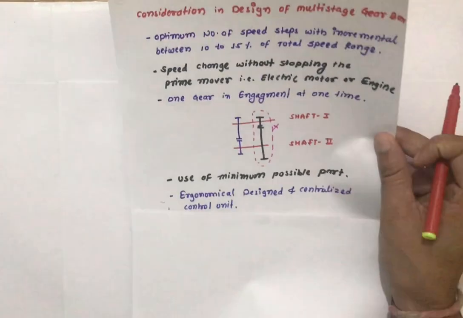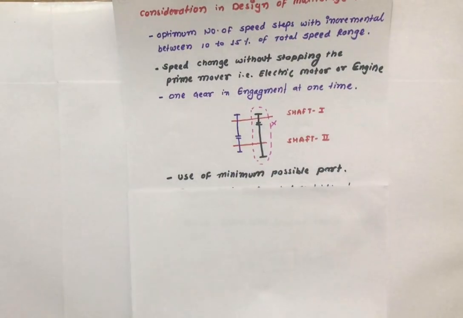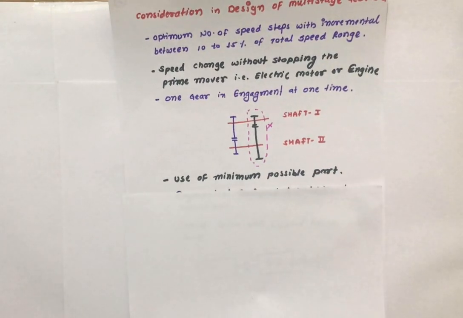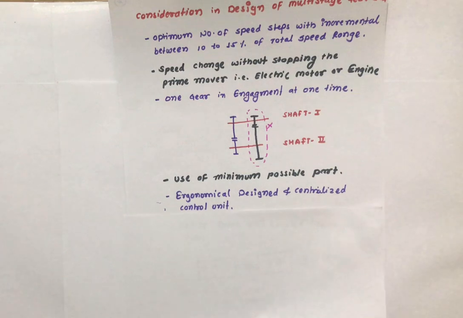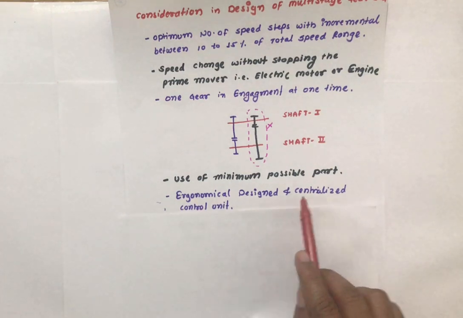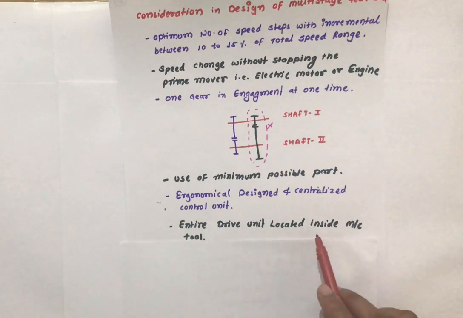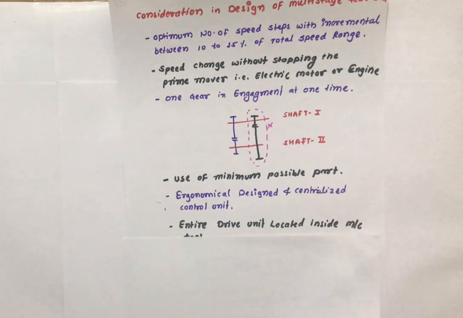Now the next design consideration is use of the minimum number of possible parts. The next consideration is ergonomically designed and centralized control unit. The entire drive unit is located inside the machine tool. These are the basic considerations for multi-stage gearbox design.